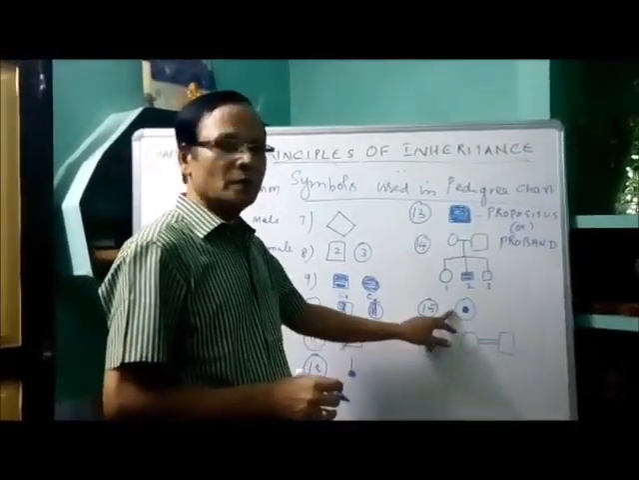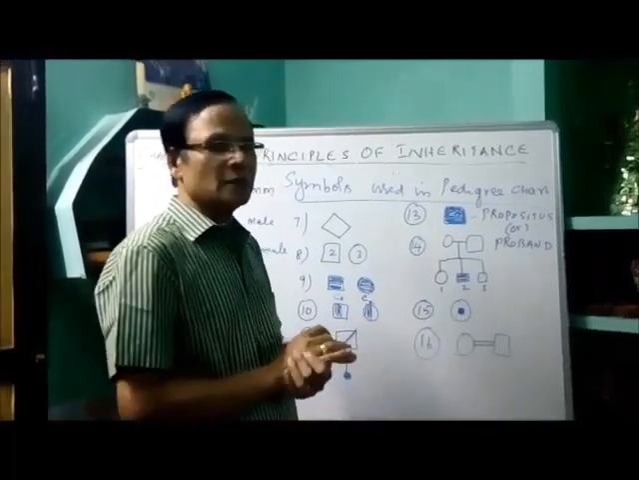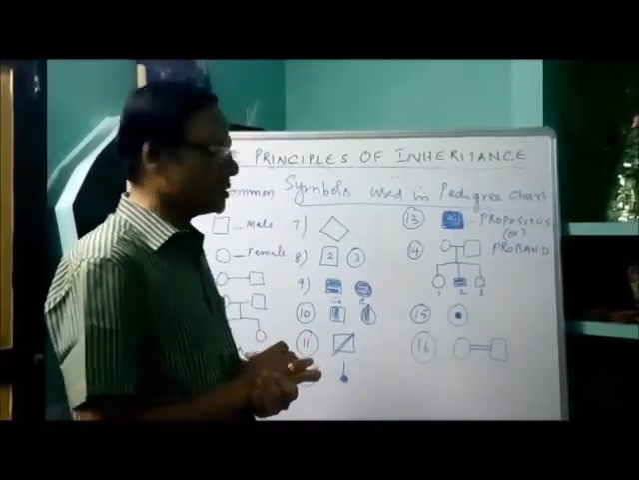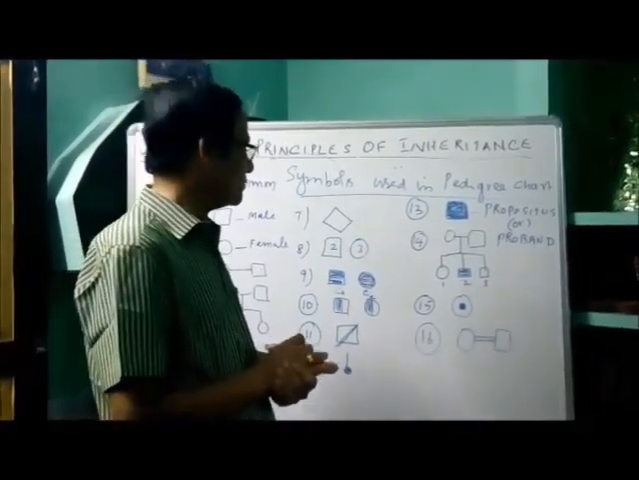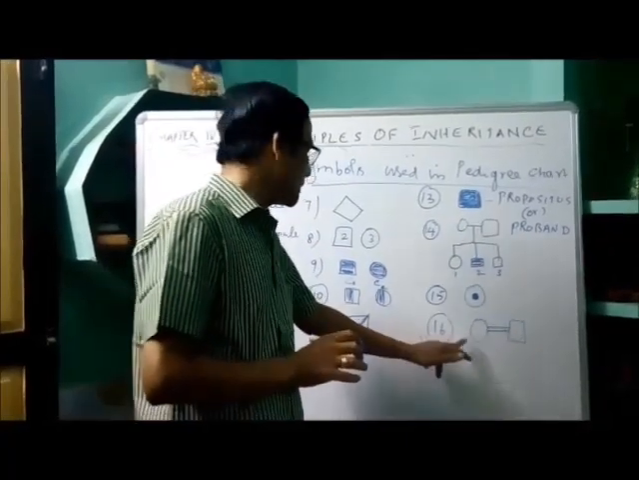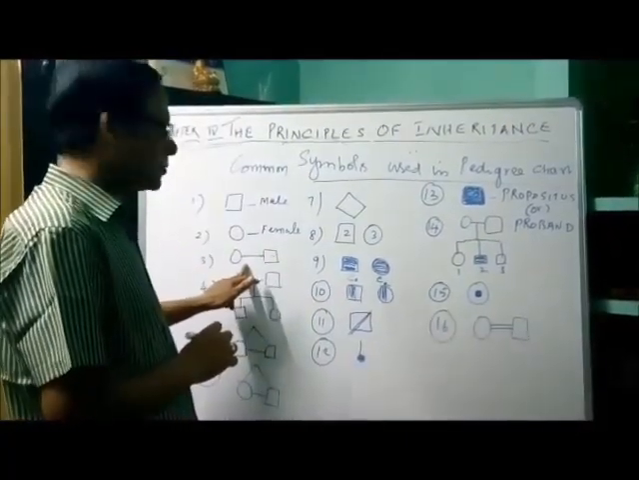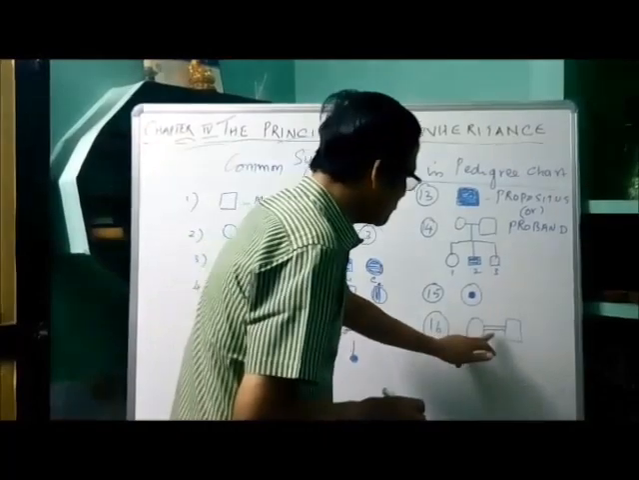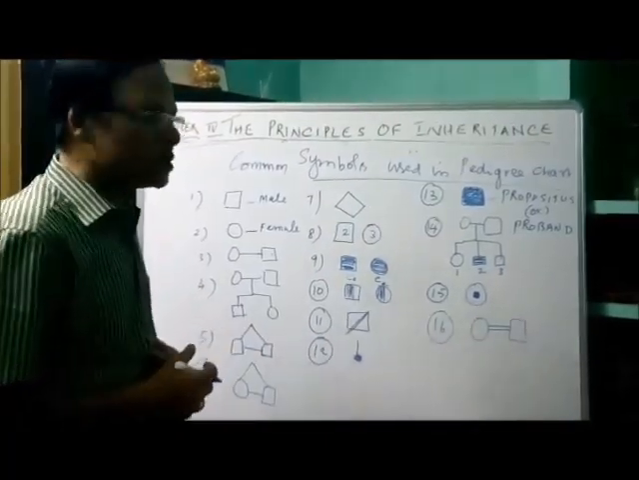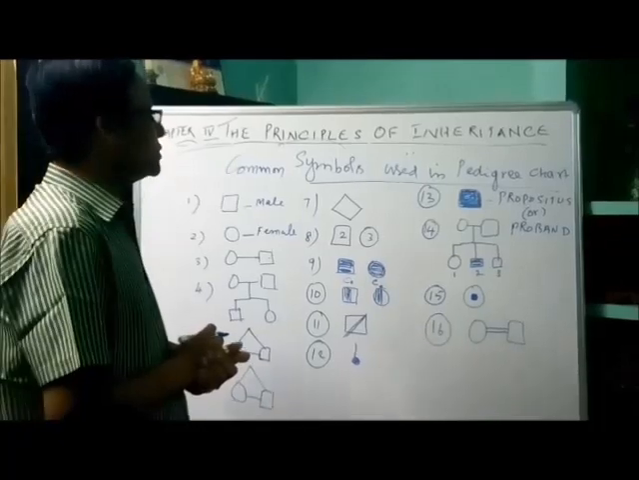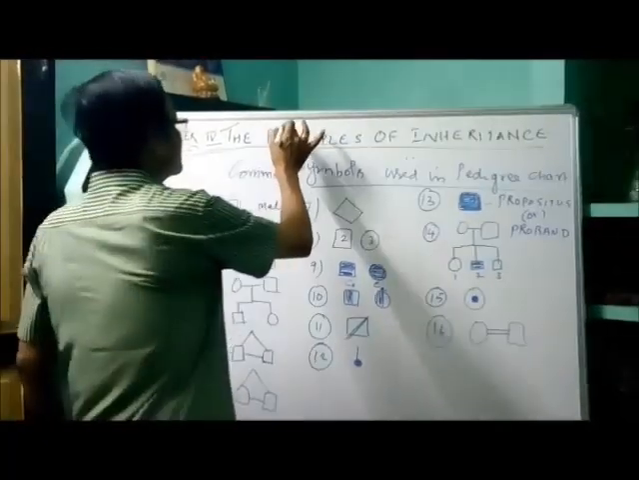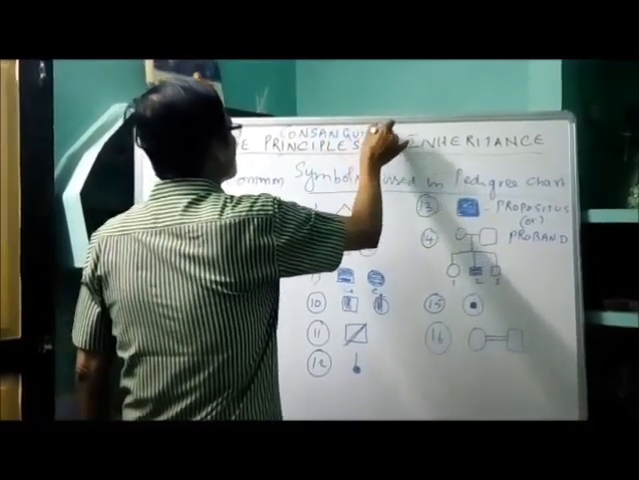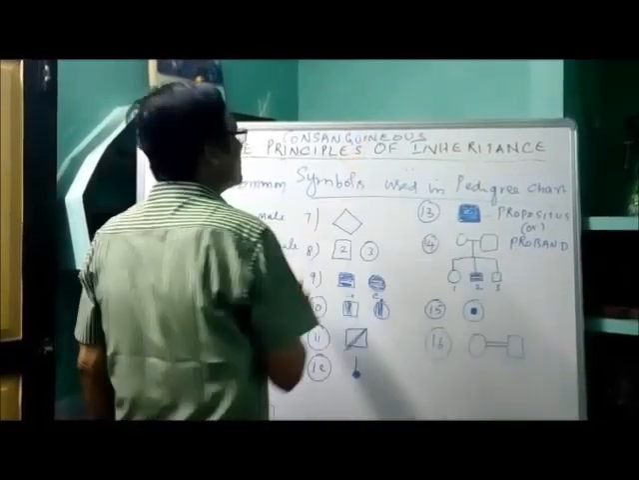Now this one, if you draw a circle with a dot in the center, it indicates a carrier female, carrying a recessive gene for a particular character. The last one is a mating, a normal marriage between a female and a male. Here I draw only one line, but here I draw two lines. This is a marriage between close relatives. The marriage between close relatives is called consanguineous marriage.